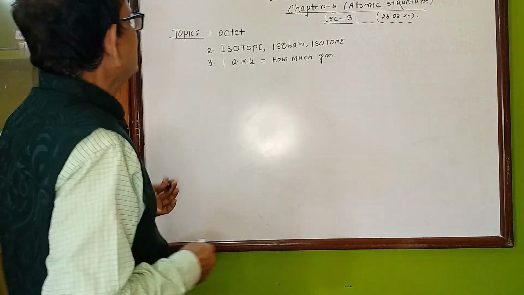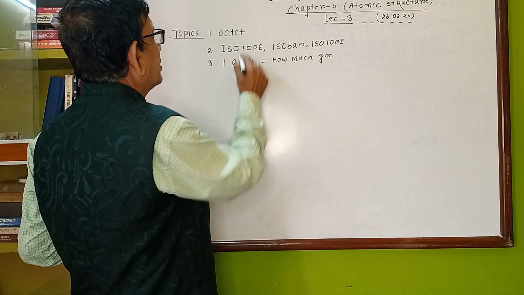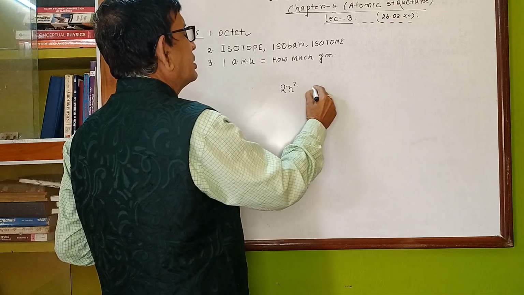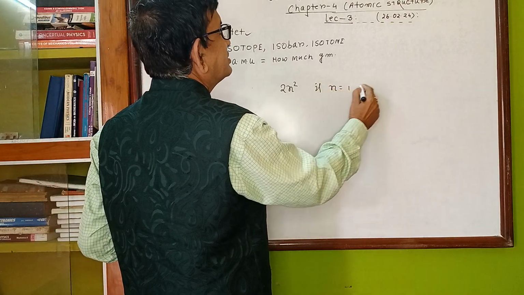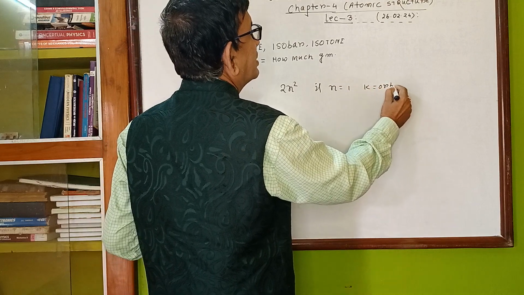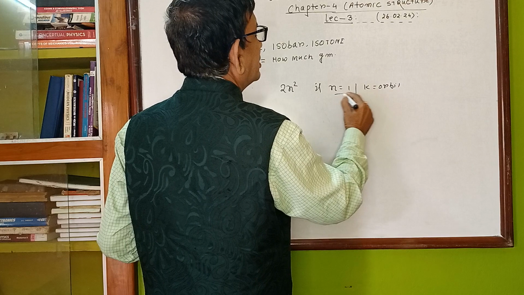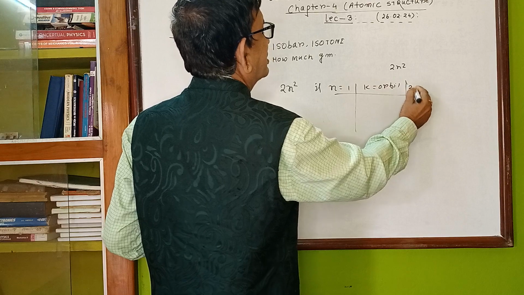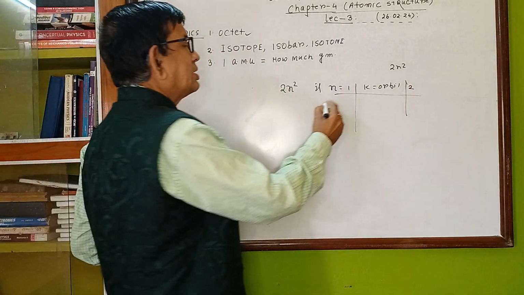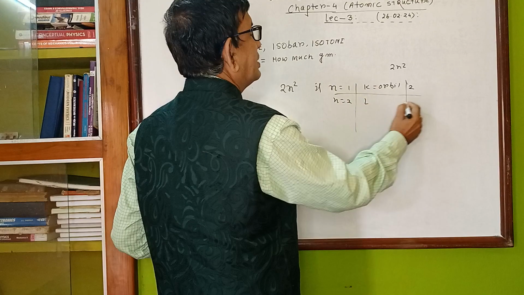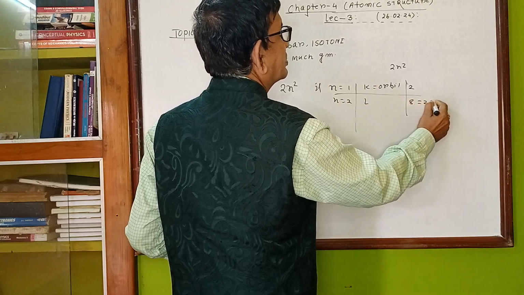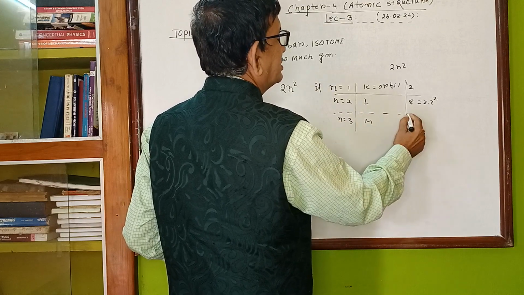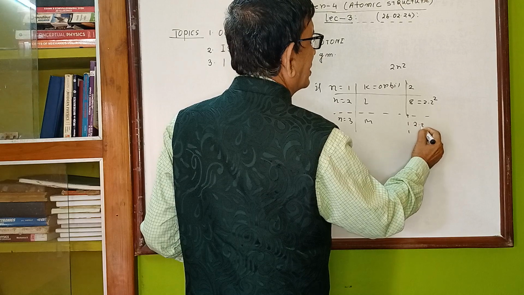You already know the distribution of electrons, 2n square. In this respect, I have told you, if n equal to 1, we take the K orbit, and the number of electrons by the formula 2n square is 2 electrons. Similarly, n equal to 2, L orbit, is 2 into 2 square, that is 8 electrons. n equal to 3, M orbit, is 2 into 3 square, that is 18 electrons.